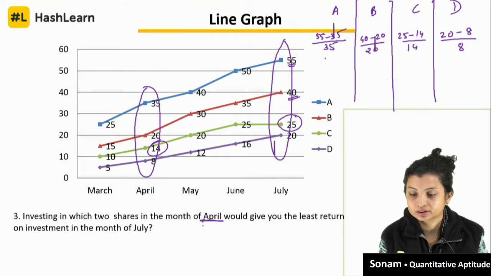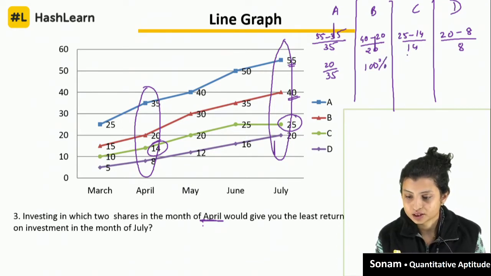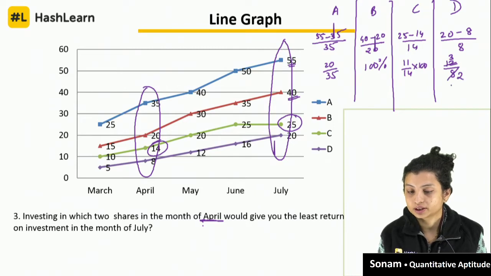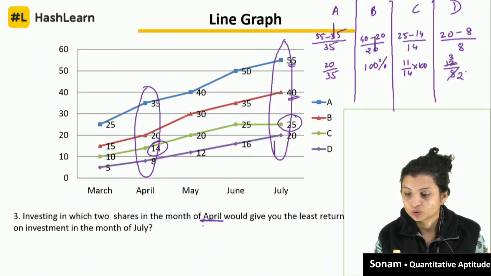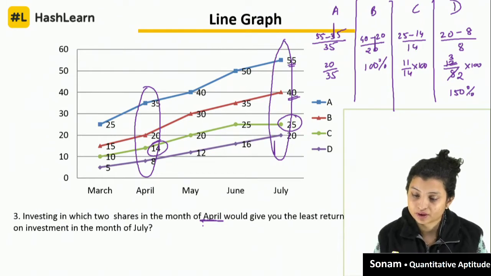So 55 minus 35, that is 20 upon 35. This is very obvious, 20 upon 20, that is directly 100% we know. Okay, see here, in this one how much will you get? 11 by 14 into 100. Okay, we will calculate it and see here how much is the difference? 12 by 8. So 12 by 8 is how much? 3 by 2, correct? 3 by 2 into 100. So that is 50 into 3. So this is 150%. Okay, and the second one we have already calculated.